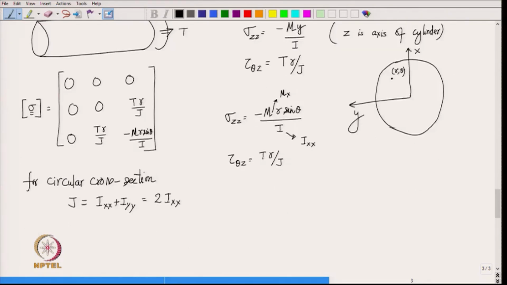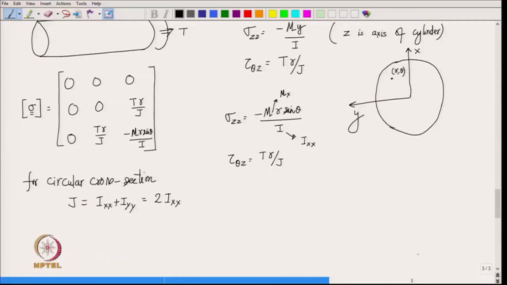Okay. So, what would be the critical point in the cross section in this case? Of course, we have to think of applying one of the theories of failure, is it not? And let us suppose I want to use maximum shear stress theory. Okay. So, let us apply max shear stress theory.